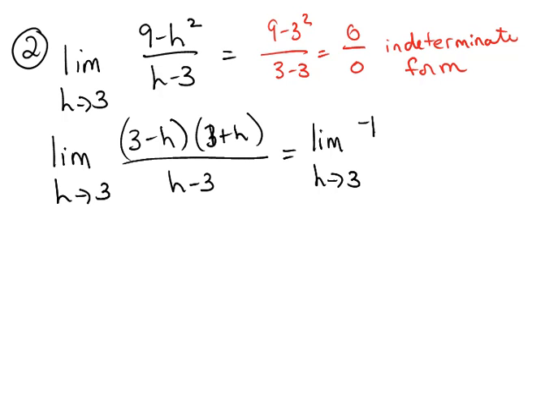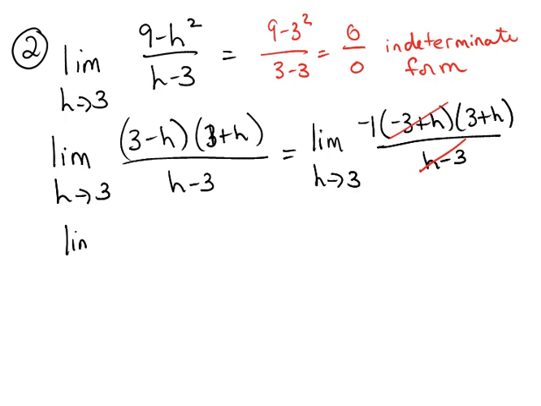So if I factor -1 out, then I'll get -(3 plus h), and then times the (3 plus h) divided by (h minus 3). And now I can cancel this with this, and so I get the limit as h goes to 3 of -1 times (3 plus h). And I can do a direct plug-in and get the answer is -6.